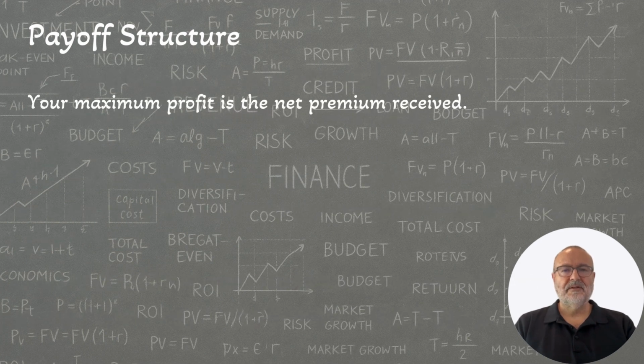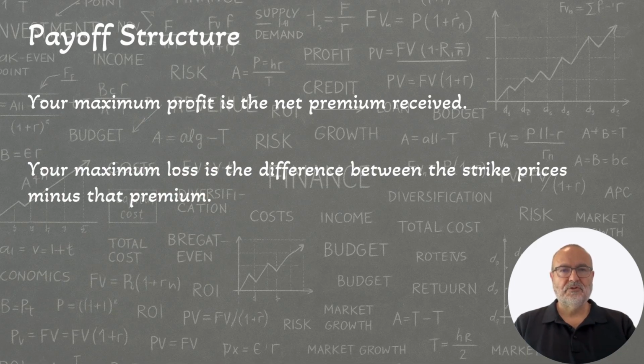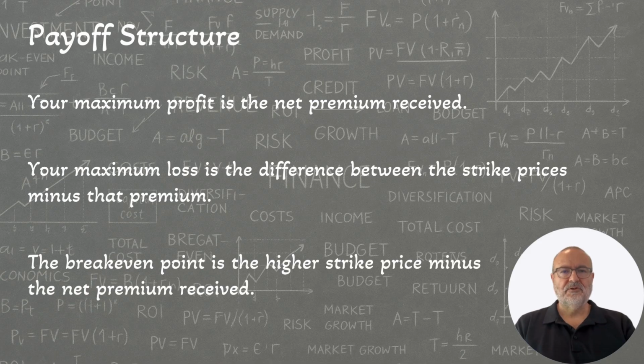Your maximum profit is the net premium received. Your maximum loss is the difference between the strike prices minus that premium. The break-even point is the higher strike price minus the net premium received.